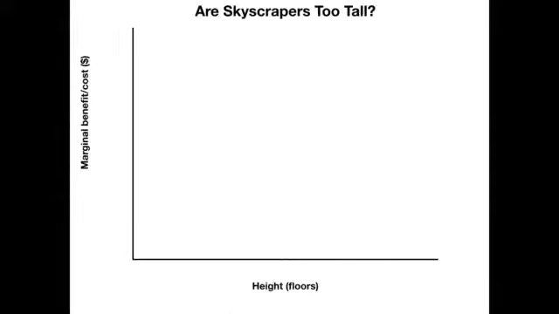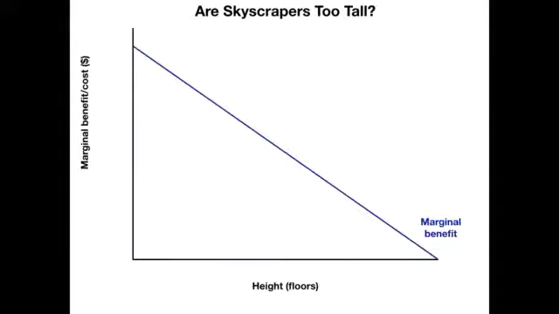So in this particular graph, on the x-axis we have the height of the building in floors, and on the y-axis we have marginal benefit and marginal cost in terms of dollars. We're going to be looking at the marginal benefit and the marginal cost of a building as the number of floors increases. The first thing we're going to look at is the marginal benefit curve. I want you to realize that the marginal benefit curve is downward sloping.